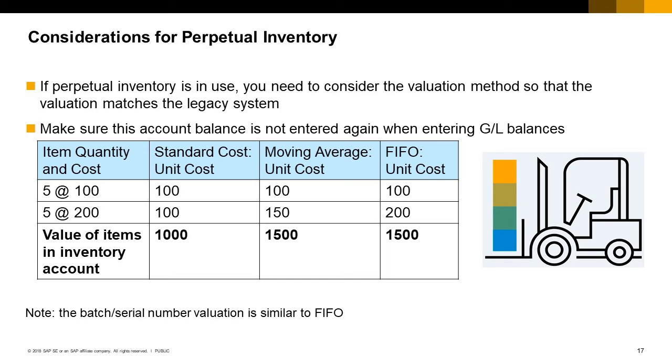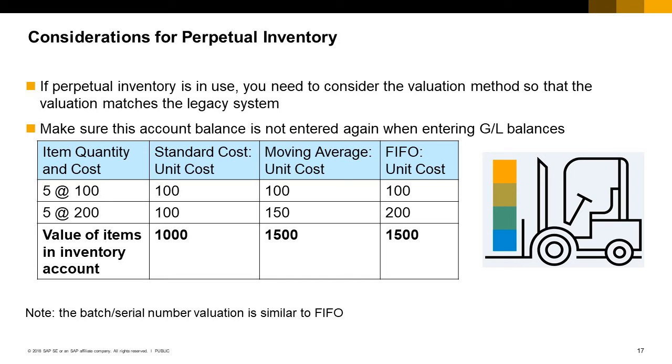Here is a simple example of how the valuation method can affect the unit price. In the example, 5 items were purchased at a cost of 100, and another 5 items purchased at a cost of 200. With standard cost valuation, the item cost is fixed, so you can use the cost from the legacy system. With moving average, the item cost for an item will be recalculated each time based on the quantity, therefore you need to calculate the average unit cost from the legacy system.